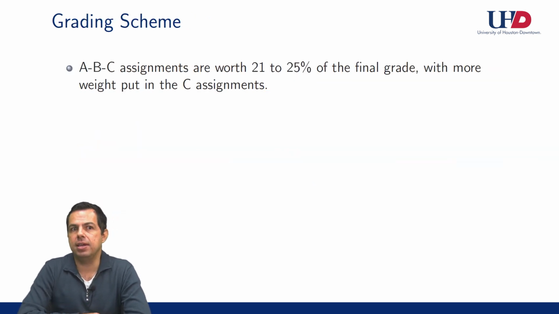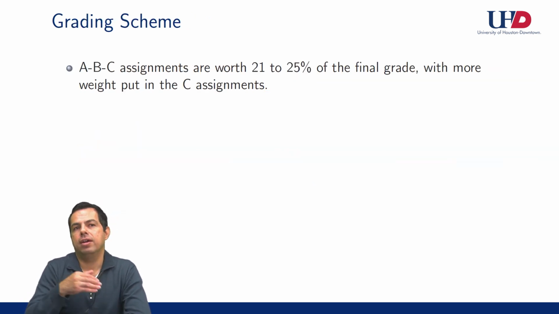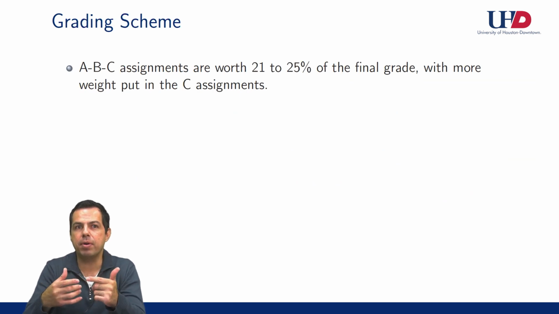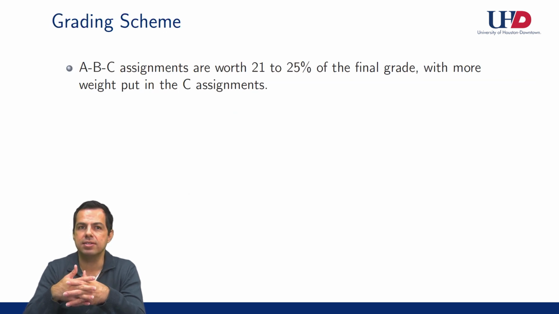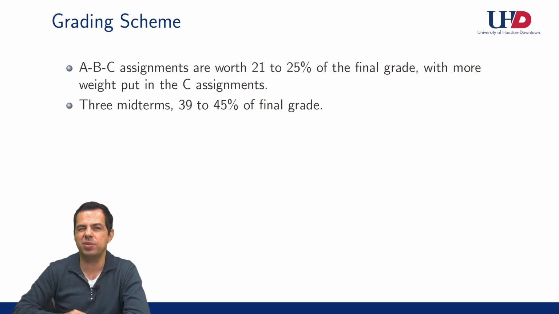What is my grading scheme here? Well, how do we make students actually read on their own? Well, the reading assignments should be a big part of your grading scheme. The AB assignments typically are worth in my classes from 21 to 25% of the final grade, with more weight put in the C assignments. Usually my C assignments are 13% of the final grade.